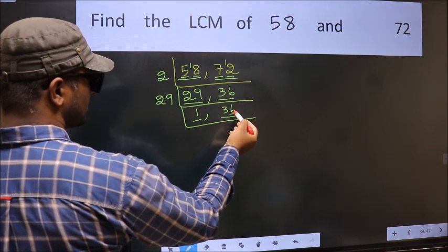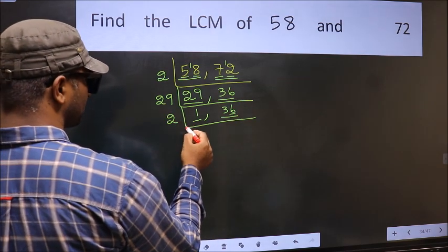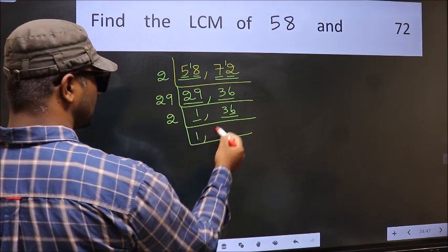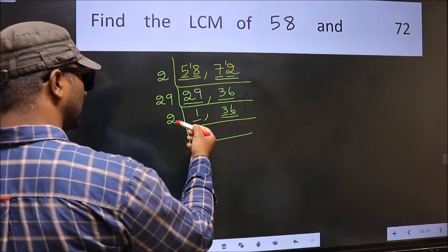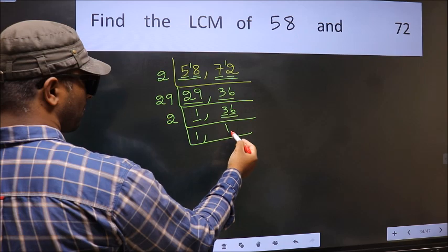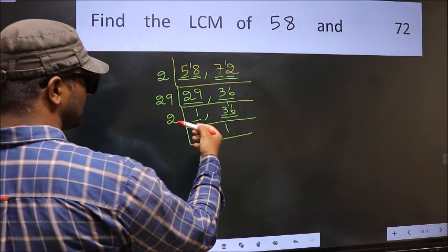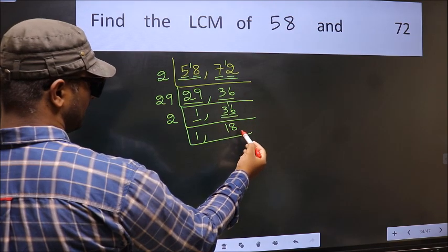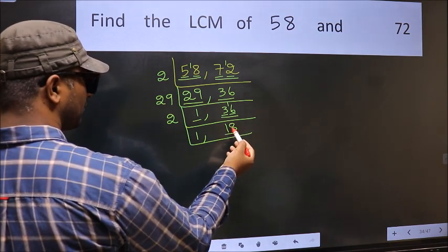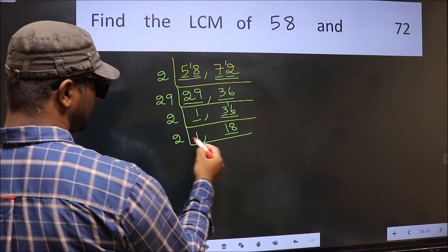Last digit 6, even, so take 2. First number 3, a number close to 3 in 2 table is 2 1's 2. 3 minus 2, 1, 1 carried forward, 16. When do we get 16 in 2 table? 2 8's, 16. Now here we have 18. 18 is 2 9's, 18.